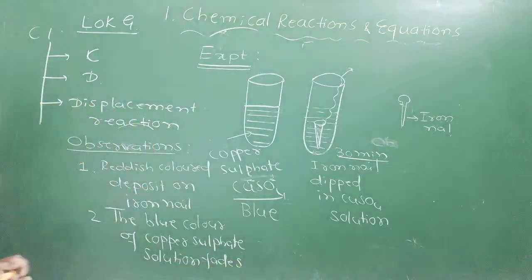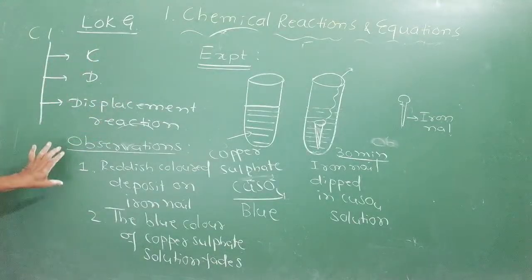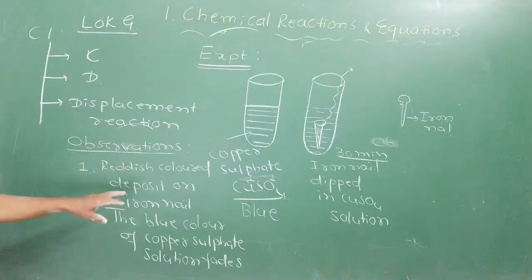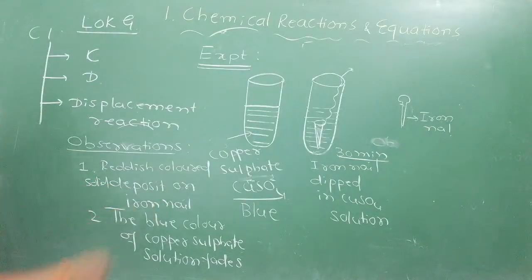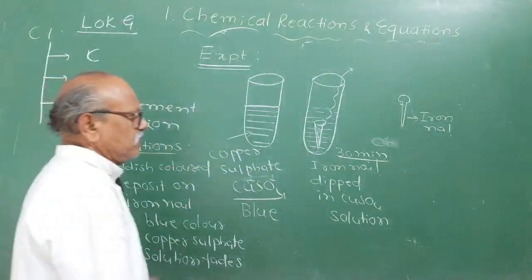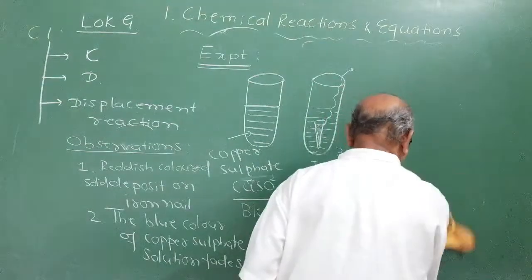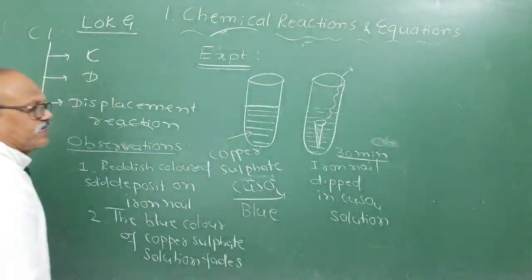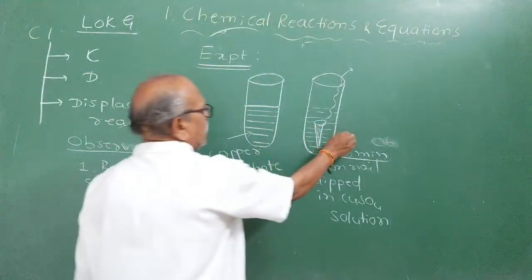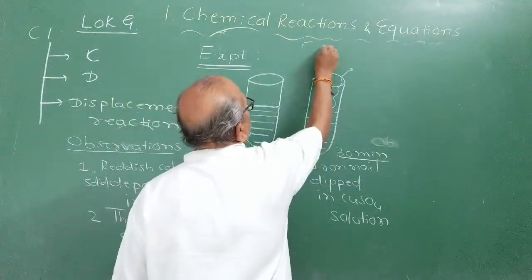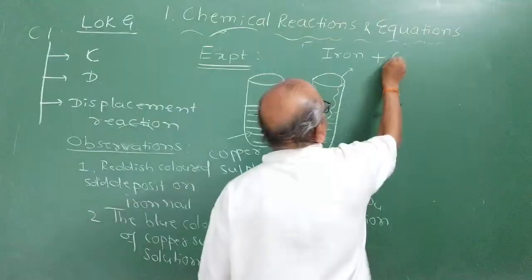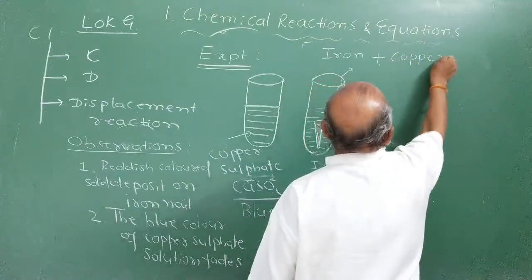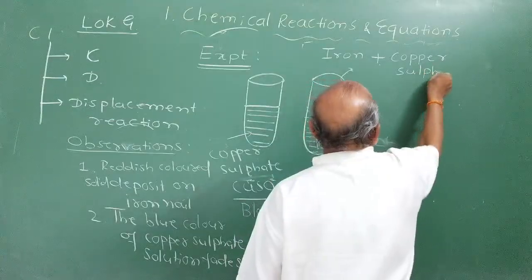Whenever you are asked to write the observation made in this experiment, first observation is reddish colored solid deposit on the iron nail. The blue color of the copper sulfate solution fades. Color becomes light. Now to explain this particular reaction in the symbolic form, what are the reactants here? Reactant is iron nail, represented by the symbol iron, plus another reactant, copper sulfate. These are the reactants.